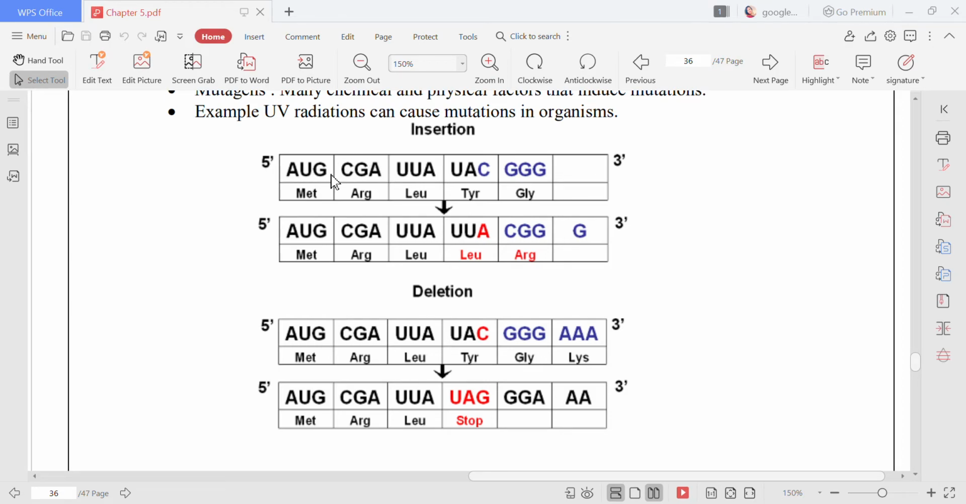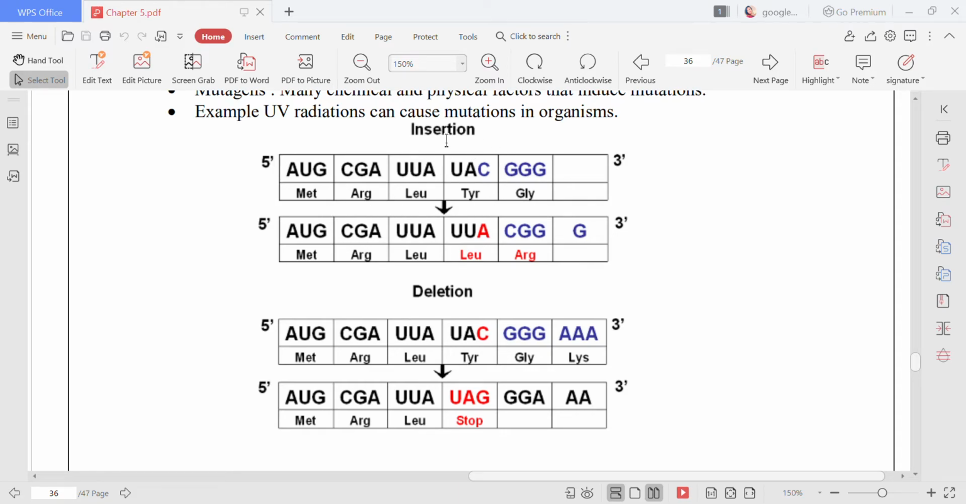You can see, each code, like AUG, is a code for methionine, which is an amino acid. So these are the amino acids, and all these amino acids have a genetic code. Met is the amino acid and its genetic code is AUG. Like Arg is the amino acid and its genetic code is CGA. Similarly, these are the genetic codings, and according to those codings there are amino acids placed here.